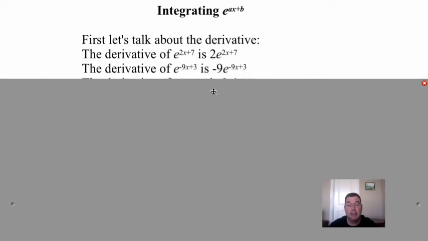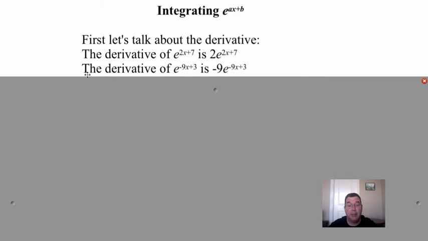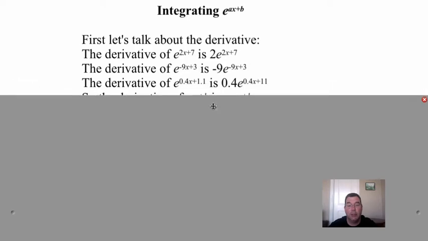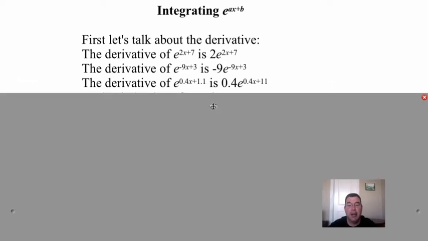Another example would be the derivative of, let's say, e to the negative 9x plus 3. Again, it would be e to the negative 9x plus 3 times the derivative of negative 9x plus 3, which is negative 9, and that explains this extra negative 9 out in front. And one more example, so you can see a pattern: the derivative of e to the 0.4x plus 1.1 would be 0.4 e to the 0.4x plus 1.1.